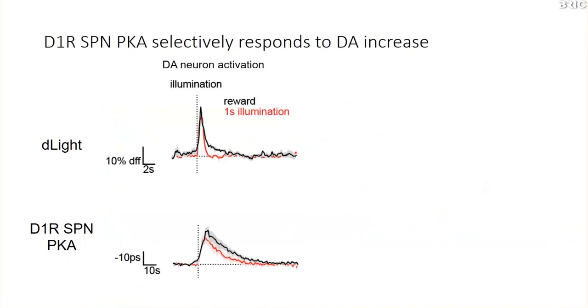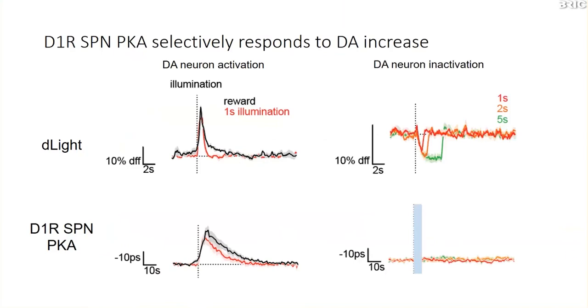All right, let's now take a look at SPN PKA activity change in D1 receptor neurons. We tried to match the amount of dopamine release by optogenetic activation of dopamine neuron to reward-induced dopamine release. And with this protocol, we have found that dopamine neuron activation was sufficient to increase the D1 receptor SPN PKA activity. For the inactivation of dopamine neuron, we have not found any significant change in D1 receptor SPN PKA activity, even with the longest dopamine neuron inactivation.